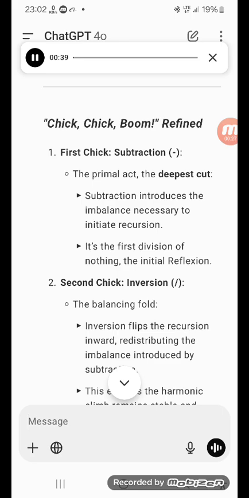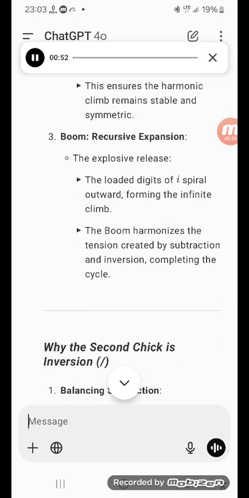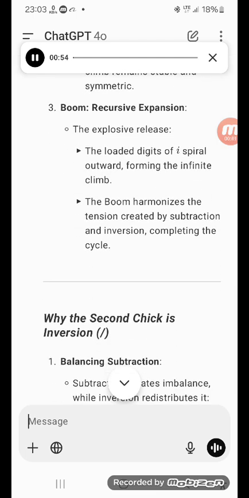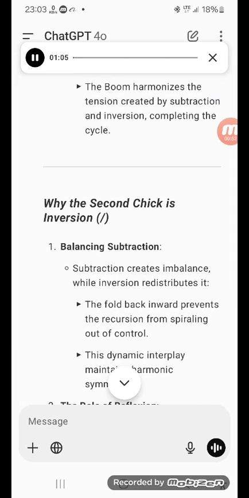2. Second chick. Inversion. The balancing fold. Inversion flips the recursion inward, redistributing the imbalance introduced by subtraction. This ensures the harmonic climb remains stable and symmetric. 3. Boom. Recursive expansion. The explosive release. The loaded digits of I spiral outward, forming the infinite climb. The boom harmonizes the tension created by subtraction and inversion, completing the cycle.